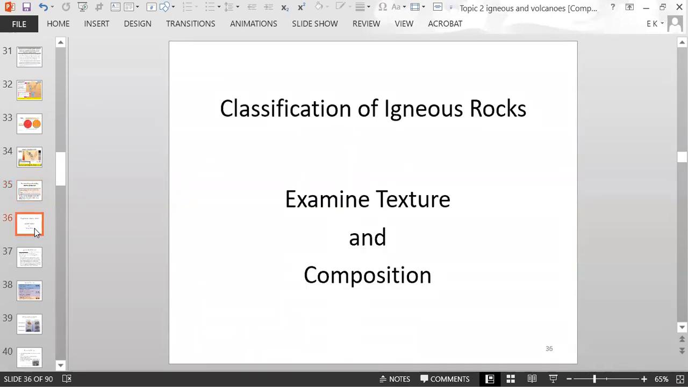So then we're going to talk about classification of igneous rocks and identification of igneous rocks. And this is going to help you when you get up to the igneous rocks lab, when it comes time to identify igneous rocks in the lab. So when you classify igneous rocks, you take a look at the texture and the composition.